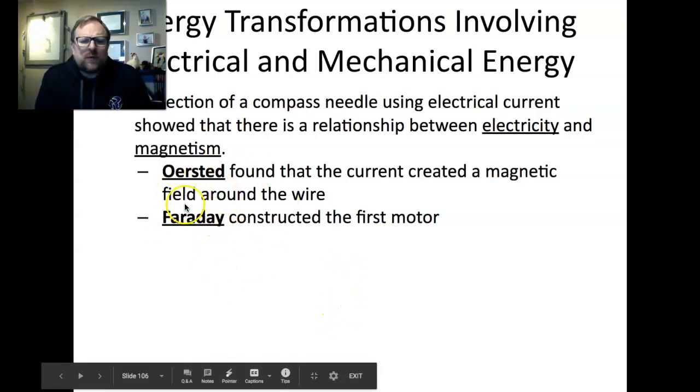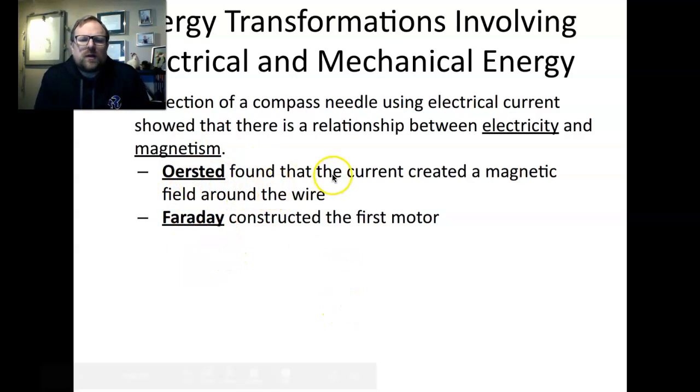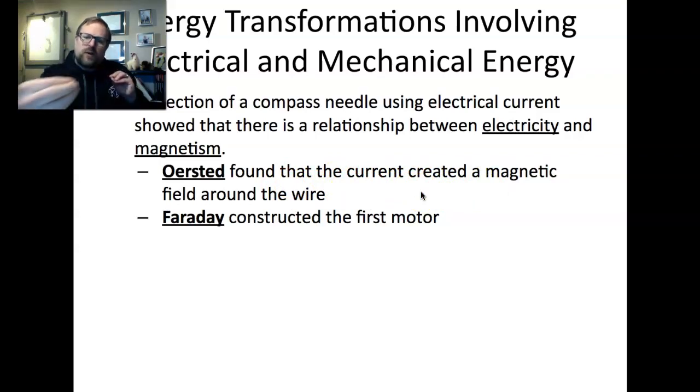Just a couple of names. Oersted found that current created a magnetic field around a wire. So when electrical current runs through a wire, it generates a bit of a magnetic field. More current, more magnetic field; less current, less magnetic field. But a magnetic field nonetheless. And then what Faraday did after that is he was able to construct the first electric motor, based on the fact that current flowing through the wire can interact with a magnet and cause motion.